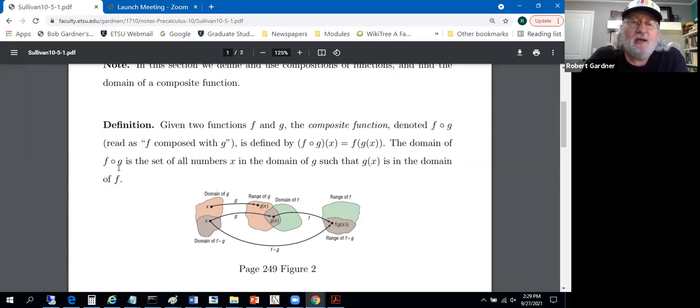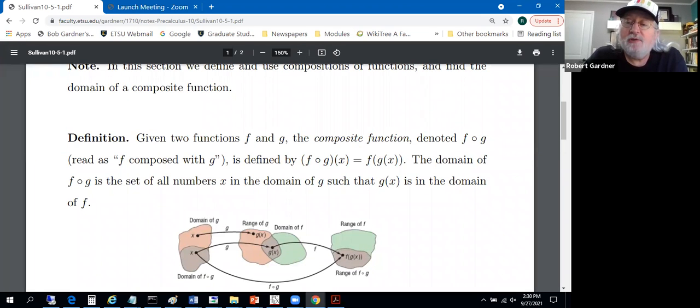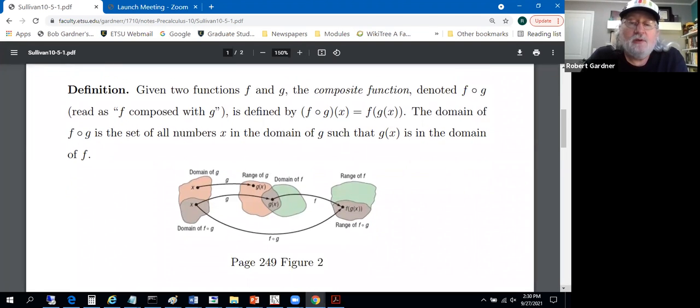The domain of the composite, f composed with g, is the set of all numbers x in the domain of g, such that g of x is in the domain of f. So algebraically, at this stage, we would have domains where we avoid square roots of negatives and division by 0. That's going to get a little bit more complicated when we make it to logarithmic functions later in this chapter.